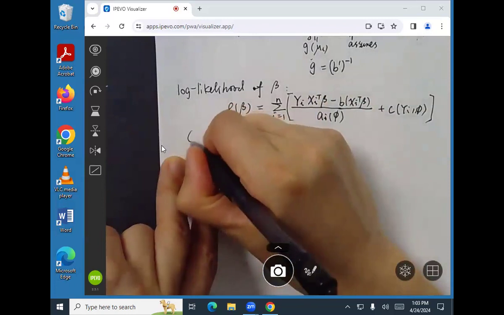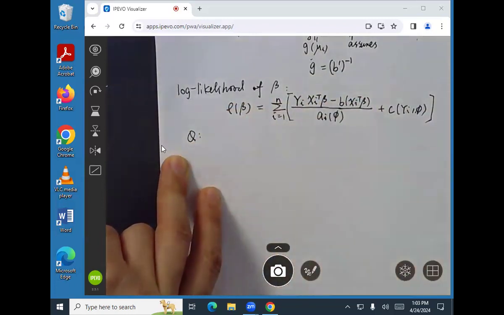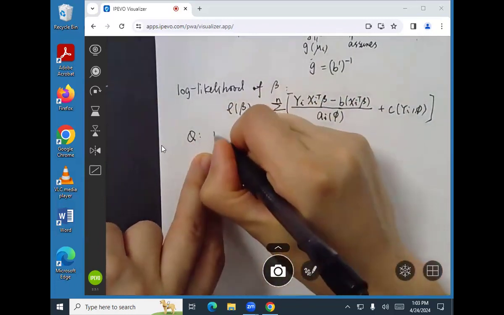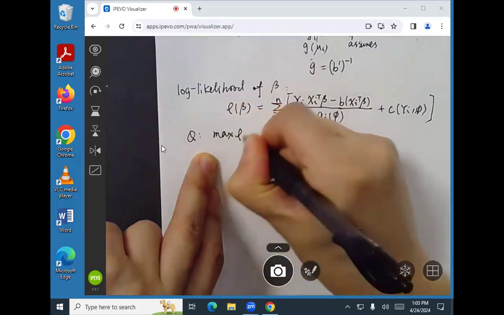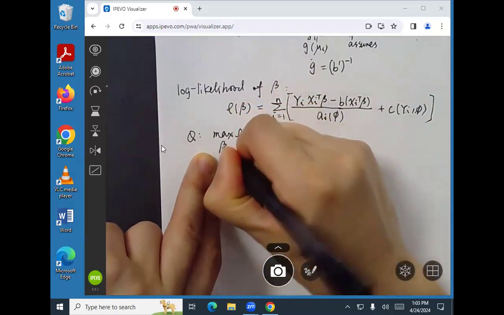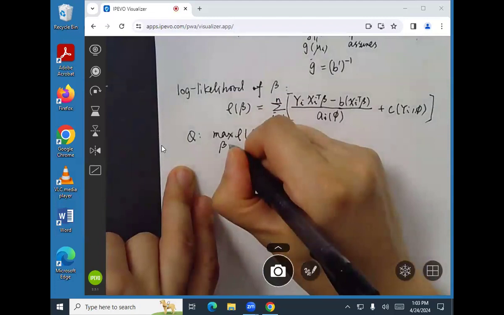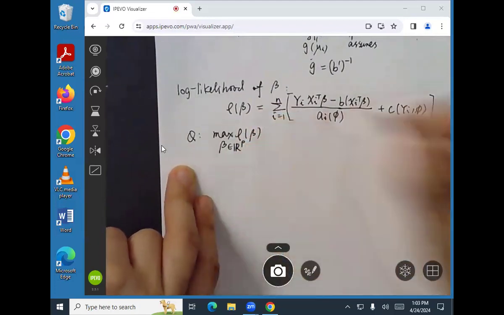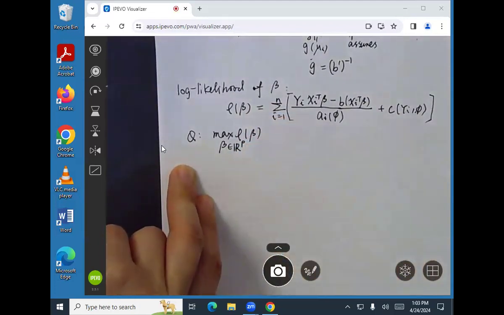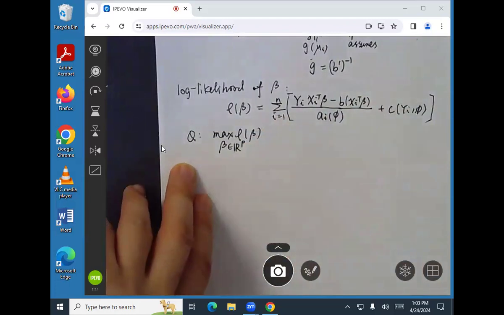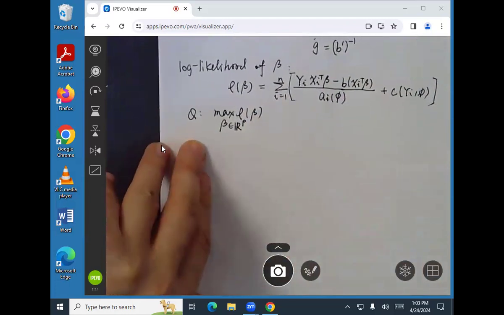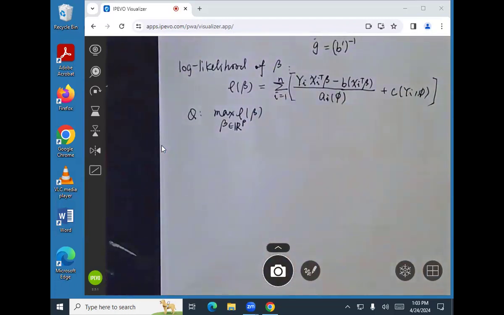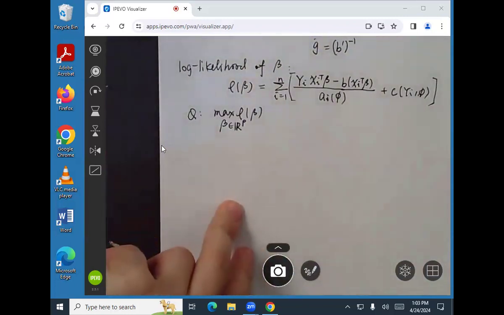Okay, so then the question we left at the end of the lecture was how to maximize this log likelihood by searching for beta. And please note that here beta is a p-dimensional vector. The first element is the intercept. The remaining are the slopes. So last time we talked about the Newton-Raphson optimization.